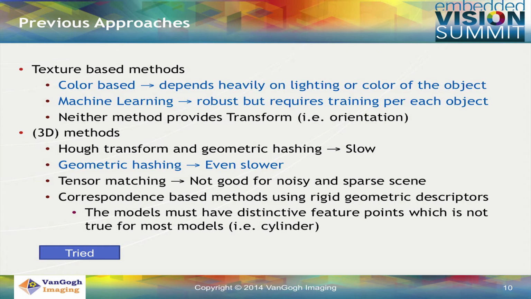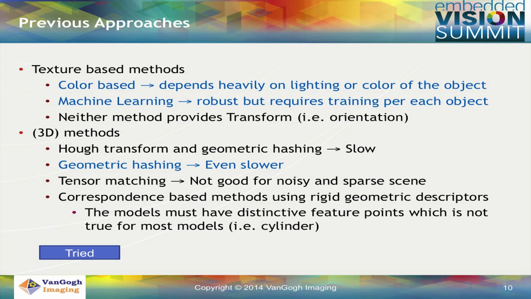So we looked at a number of different algorithms, including texture-based. The problem with texture-based is that there are a lot of lighting issues, and the color of the object is not always the same. Machine learning is great, but it does require a lot of training. These techniques don't necessarily give you, or it's more difficult to give you, the orientation, exactly which way the object is facing. So then we started looking at 3D methods, and we tried one of them, but most of these algorithms are fairly slow.